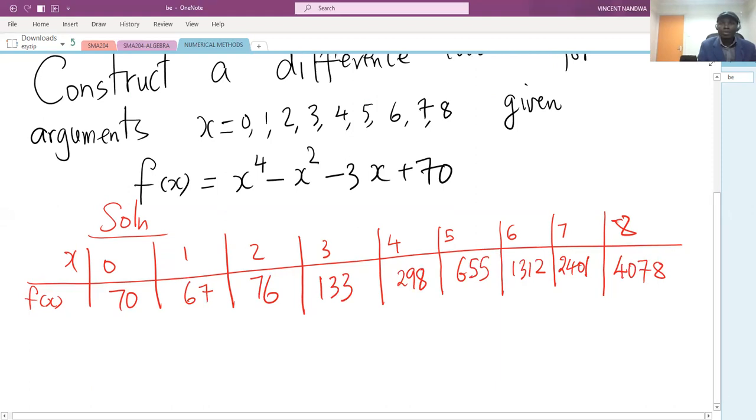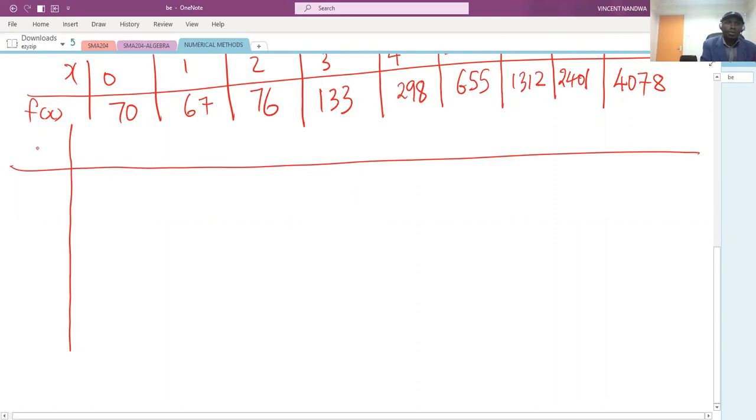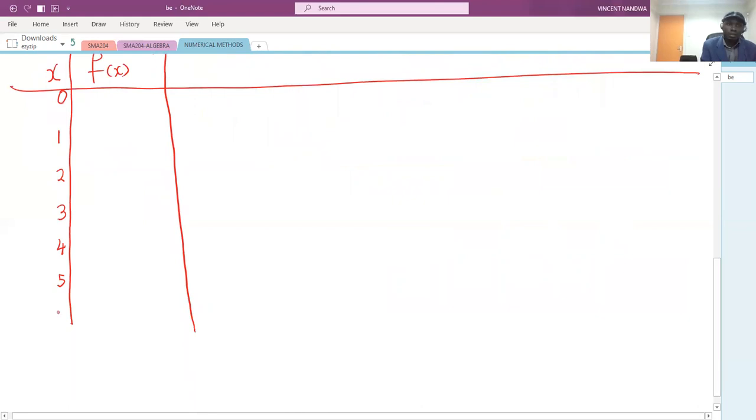And then once you have done that, the next step is to draw the difference table. So we call this x, and then we have f of x. So x is 0, then you write, skipping a line, 1, 2, 3, 4, 5, 6, 7, and then 8.